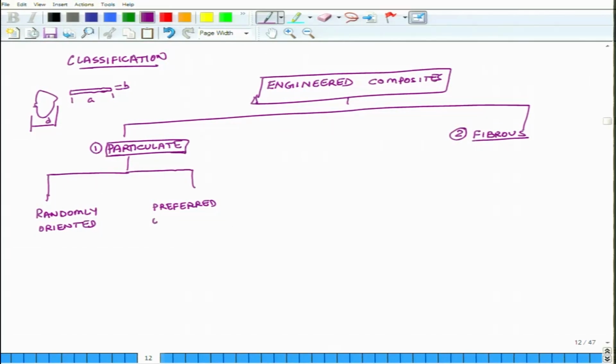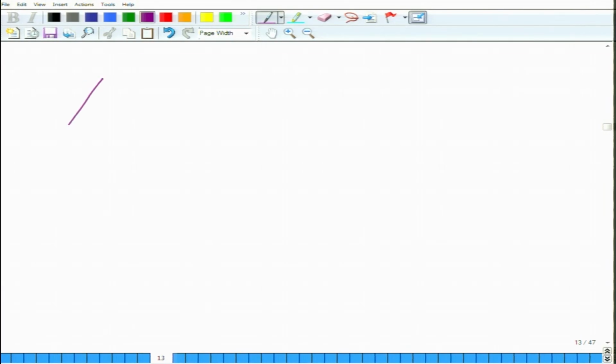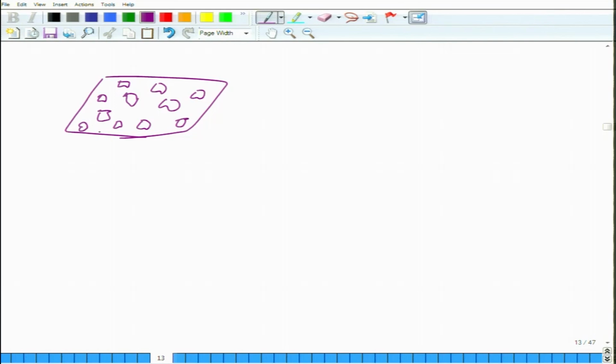Preferred orientation. Okay. So, this is A and this is B. So, 1A is a randomly oriented particulate composite and 1B is a preferred orientation composite, which is particulate in nature. Now, let us talk a little bit about particulate composites. So, this is a randomly oriented particulate composite. It has these blocky or lumpy particles, and then of course, as I said, there is this matrix material.